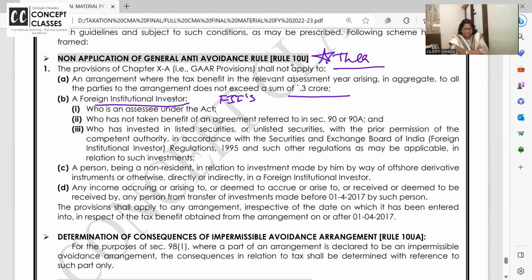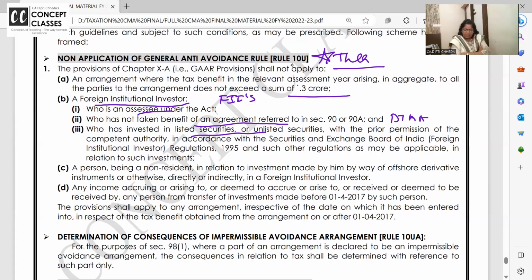FII, who is an SSC under this act, who has not taken the benefit of any agreement, no DTAA benefit has been taken, or who has invested in listed securities, unlisted securities with the prior permission of SEBI. So FIIs, foreign institutional investors who are SSC, who have not taken the benefit of the DTAA, and they have invested in the stock exchange. GAAR will not be applied to them, because if GAAR is applied and they are caught, they will run away.